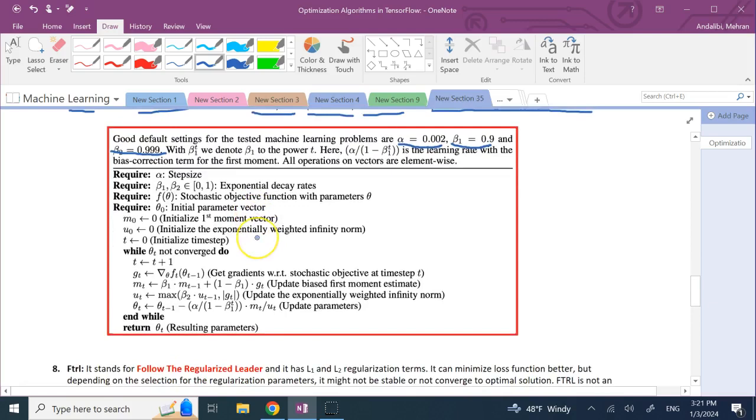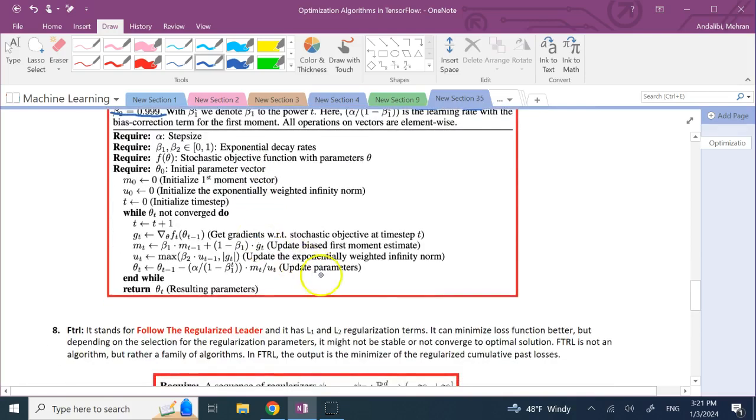The only difference you can see is the place where it is using an infinity norm. Look, the first momentum update is the same as Adam. No difference. But this U term here, which replaced the second moment term in Adam, is coming from a max norm, and it is updated by a max norm.